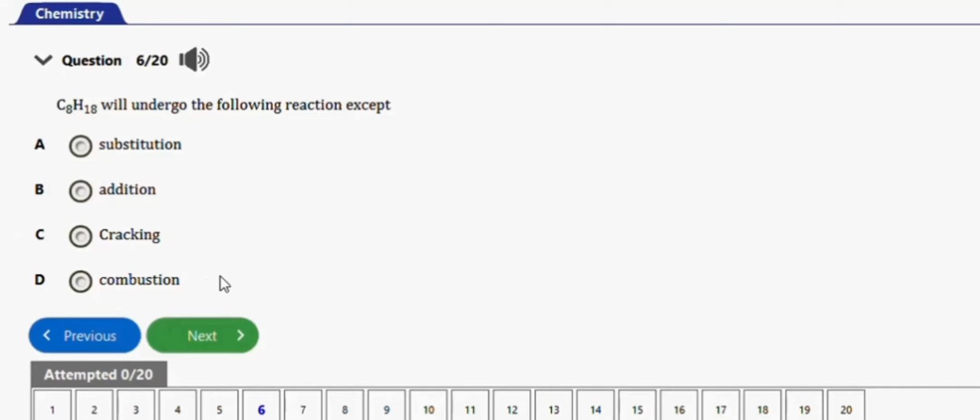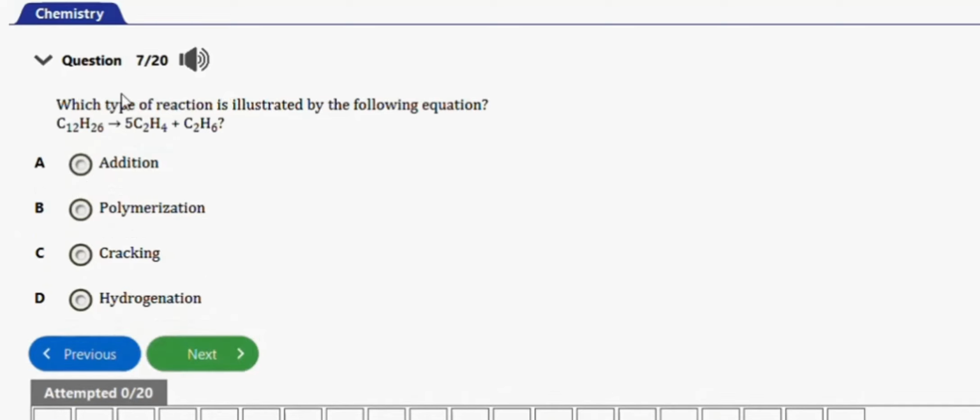Alright, so the next question is this one. It says which type of reaction is illustrated by the following equation. Guys, this is cracking, option C. Very important, take note of this. When a higher hydrocarbon is broken down into smaller hydrocarbons, it is known as cracking. Option C.